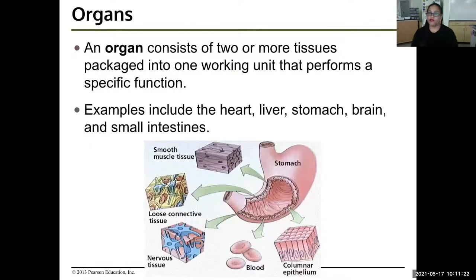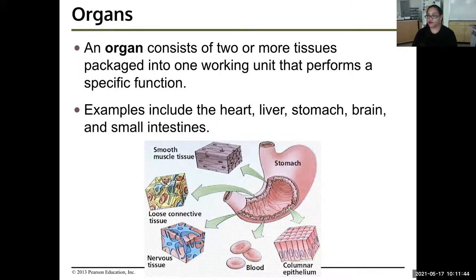An organ consists of two or more tissues packaged into one working unit that performs a specific function. Examples include the heart, liver, stomach, brain, small intestines. Your stomach is an organ, but it's made of different combinations of those four main tissues.